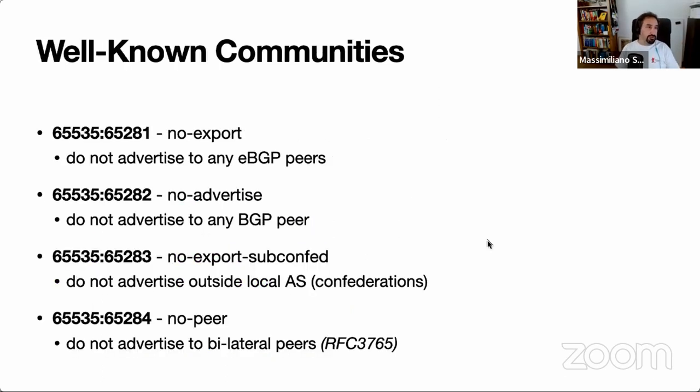Let me go here. So as you can see, some well-known communities: there's No Export, there's No Advertise, No Export in subconfed, which assumes the other ASN uses confederations, and Do Not Advertise to Peers, so no peer. So these are some of them. The document that I linked to has way more. There's the black hole community, there's No Export, no peer, route filter V4, route filter V6. There is a nice new one that is the graceful shutdown.